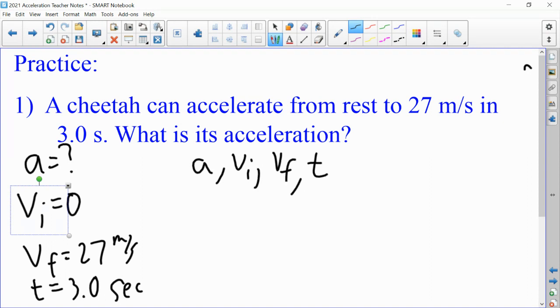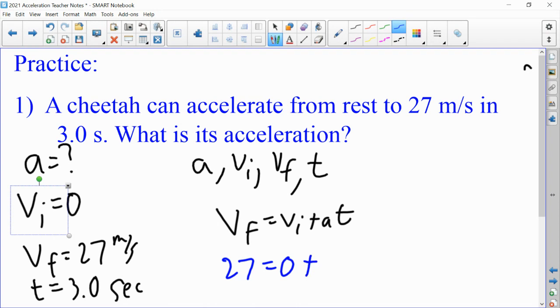Which of those equations deal with just those variables? Take a second, and you'll see it's VF is equal to VI plus AT. And then we can just plug our numbers in. VF is 27. That's equal to 0 plus A, which we don't know, times 3.